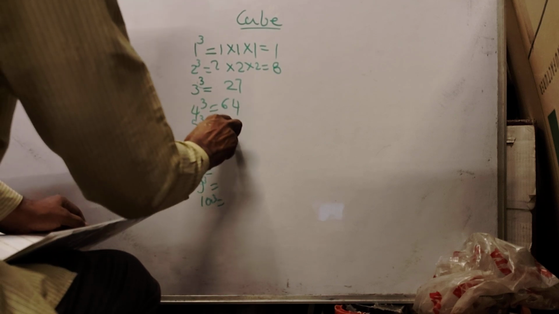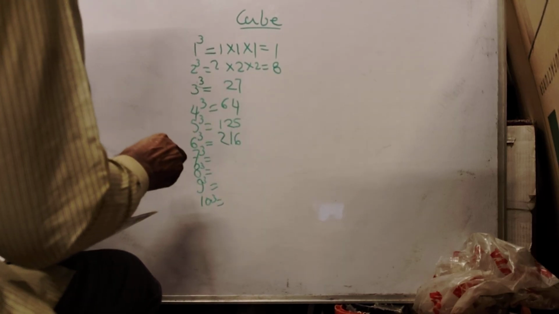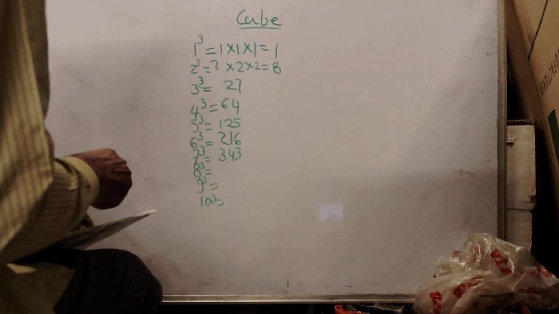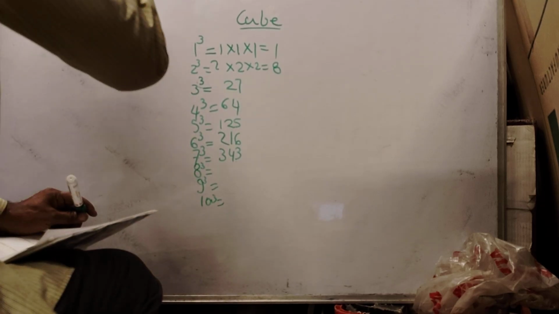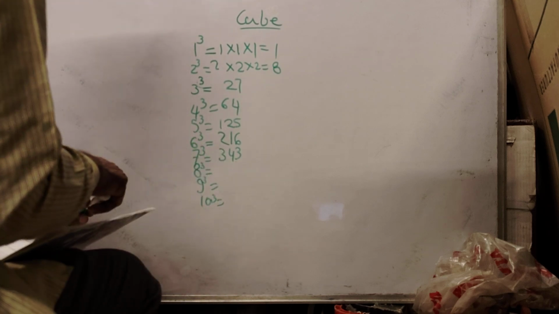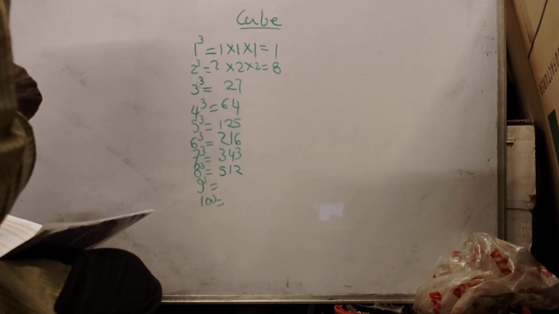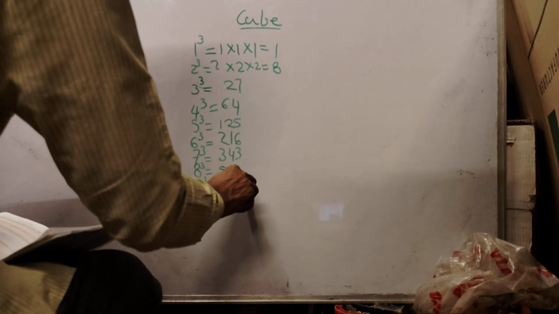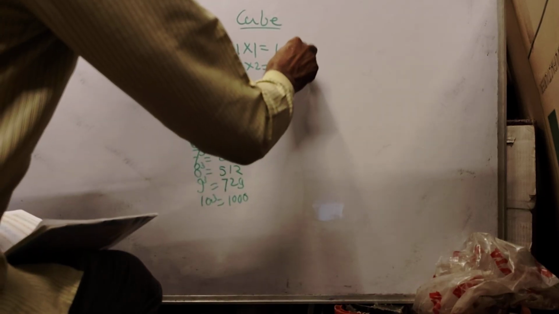5 cube is 125. Correct. 6 cube, 216. 7 cube, 343. Yes. 8 cube, 8 times 8 times 8, is it 512? Correct. 9 cube, 729. Correct. 10 cube is easy one. That is 1000.